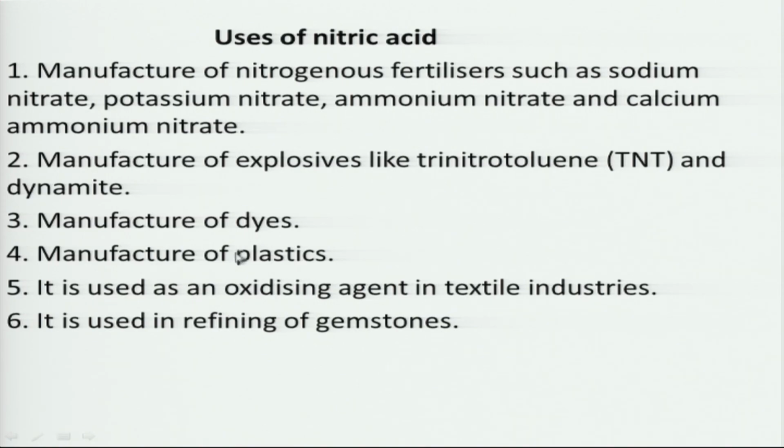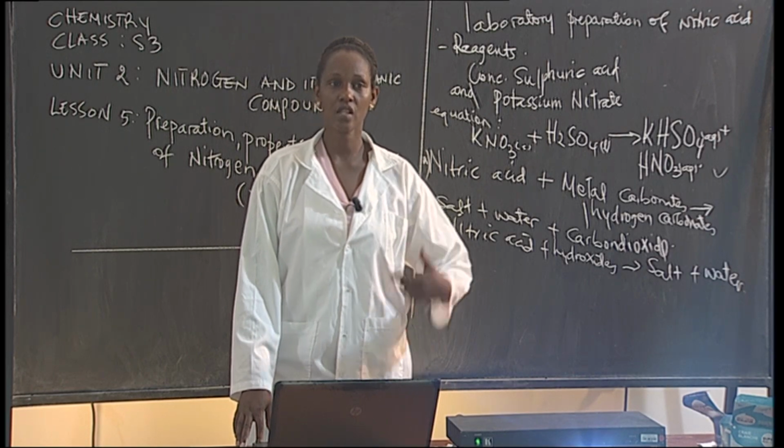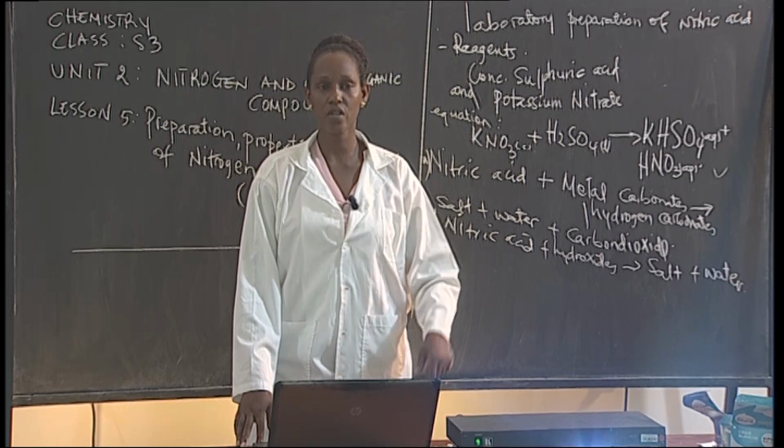In the manufacture of dyes, nitric acid is used. Then in the manufacture of plastics, it is also used as an oxidizing agent in textile industries. All right? Also, nitric acid is used in the refining of gemstones. So in the refining of gemstones, nitric acid is very important.